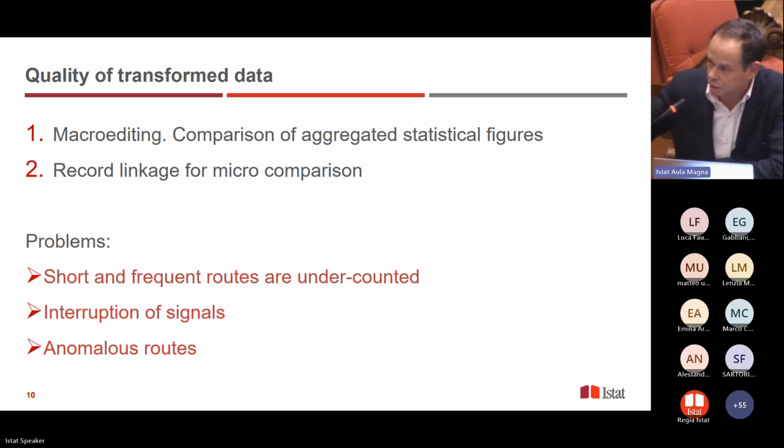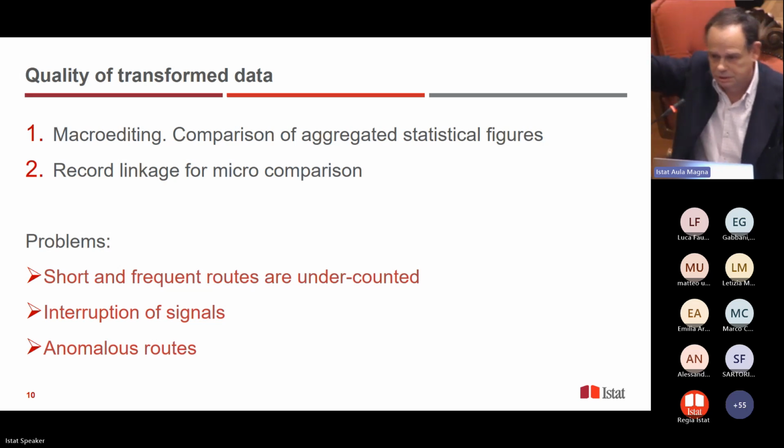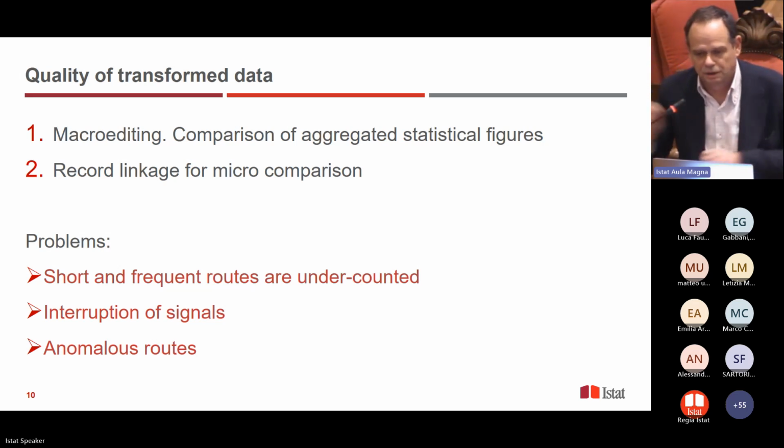So imagine you have a lot of records, let's say every 10 minutes, and then the next record is after, I don't know, 1 hour, 2 hours, 1 day, or whatever. So there is an interruption of signals that we have to understand how to deal with. And finally, there are some anomalous routes. People going from, let's say, Naples to Istanbul and then to Genoa in a few minutes.